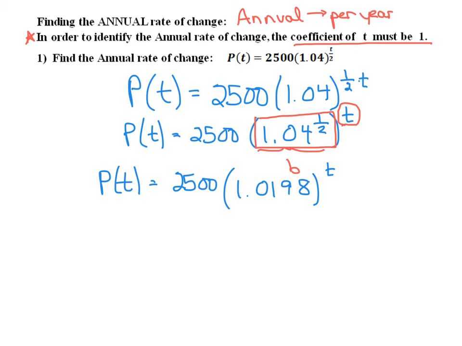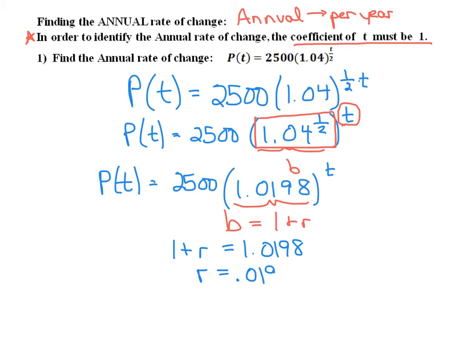So this new b value right here represents our growth when I have 1 year. So this b value, since it's growth, is equal to 1 plus r. Let's calculate our r value. So if 1 plus r has to equal 1.0198, subtracting 1 from both sides of the equation, I see clearly that r is equal to 0.0198.